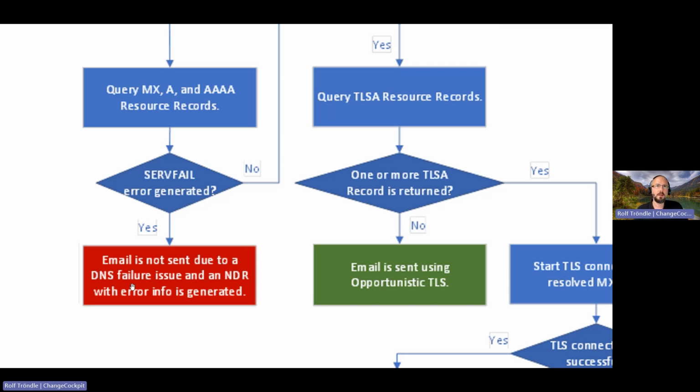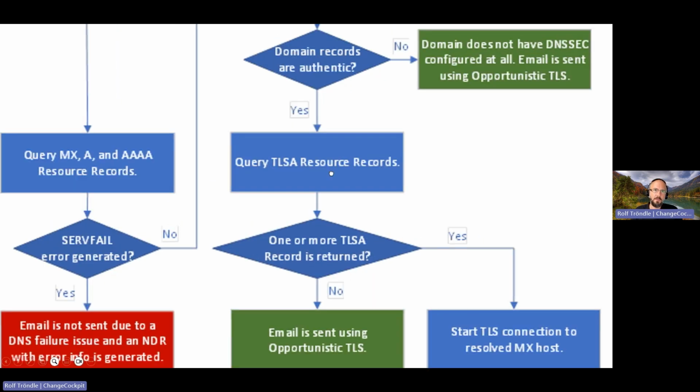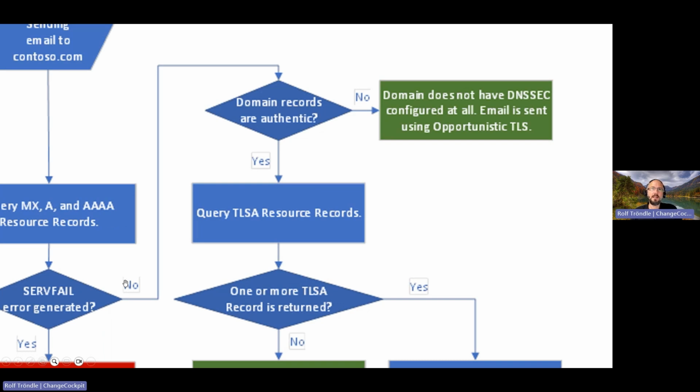We will send back an NDR with error information if we have a serve fail anyway. So then if a serve fail error isn't generated, then we check if the domain records are authentic.